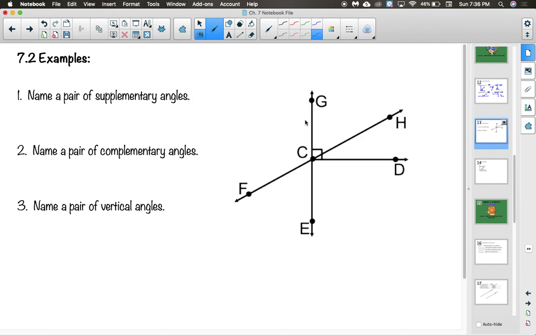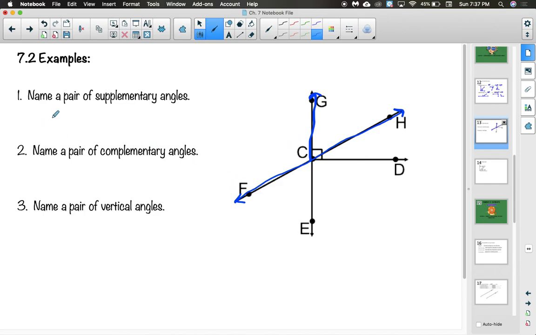Name a pair of supplementary angles. Well, guys, supplementary means straight angle. So the first thing I want to do, it means two angles that form a straight angle. So I start by working backwards. I find myself a straight angle, and then I look for a ray that breaks that straight angle into two smaller angles, and the two angles inside are my supplementary pair. So I work backwards a little bit. I start with a straight angle. I find a ray that splits it into two smaller angles. Here's one, there's one, and they are supplementary.